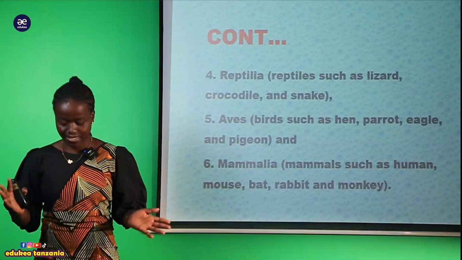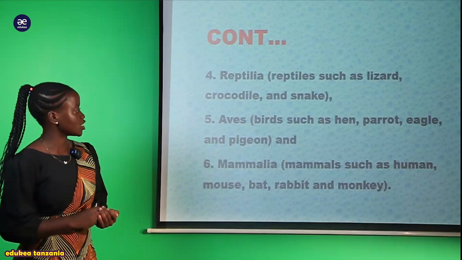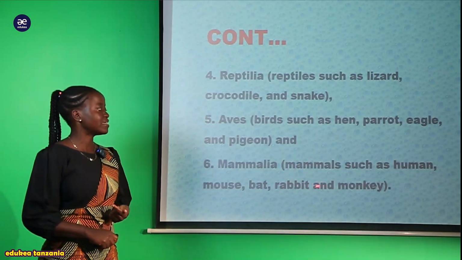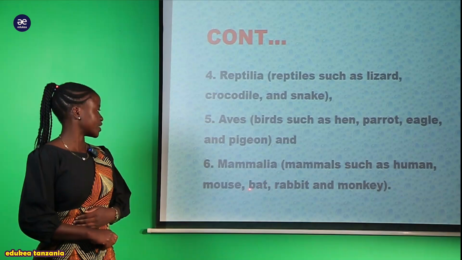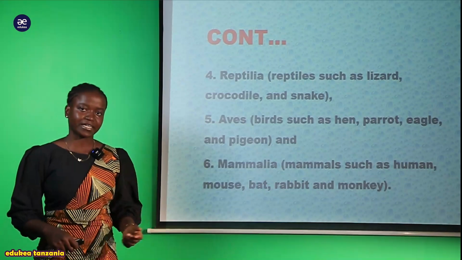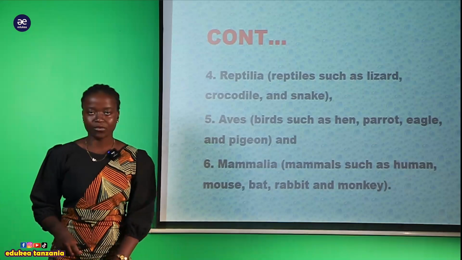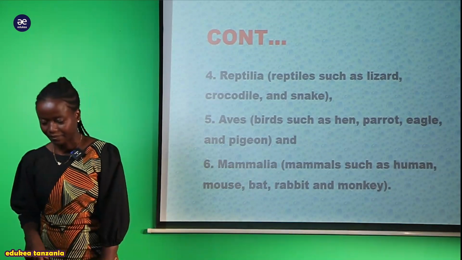Hii ndio klasi ya mwisho kabisa inayopatikana kwenye phylum chordate, mammalia. So hapa kwenye mammalia tutaenda kumuona human being, tutaona mouse, we're going to see the bat, rabbit together with the monkey. So hao wote wanapatikana kwenye klasi ambayo tunaita mammalia.